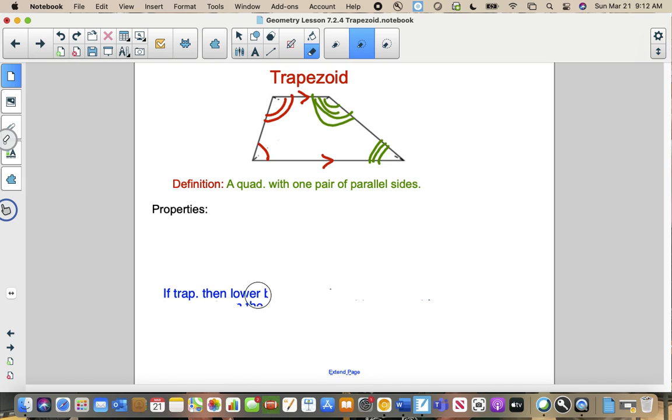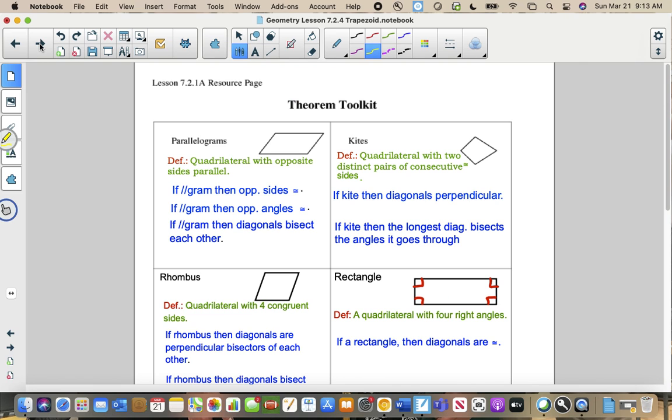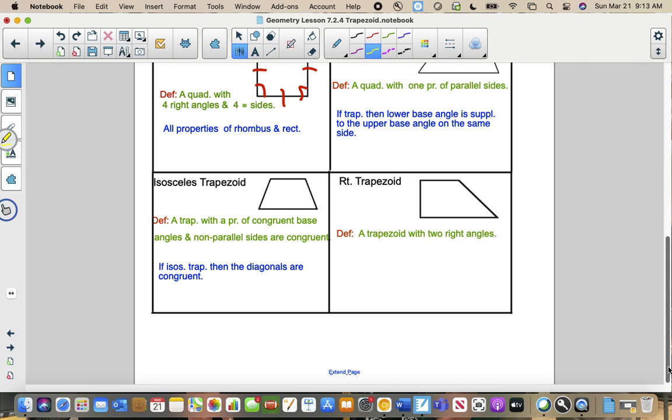If it's a trapezoid, then the lower base angle is supplementary to the upper base angle on the same side. So these angles here in yellow, these angles in yellow, and here are considered base angles. And the same thing, the other top 2 are considered base angles. Okay, so let's write this down in our reference sheet.